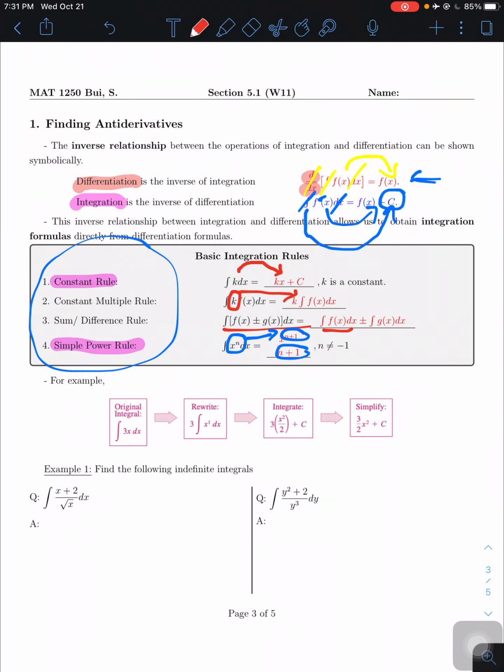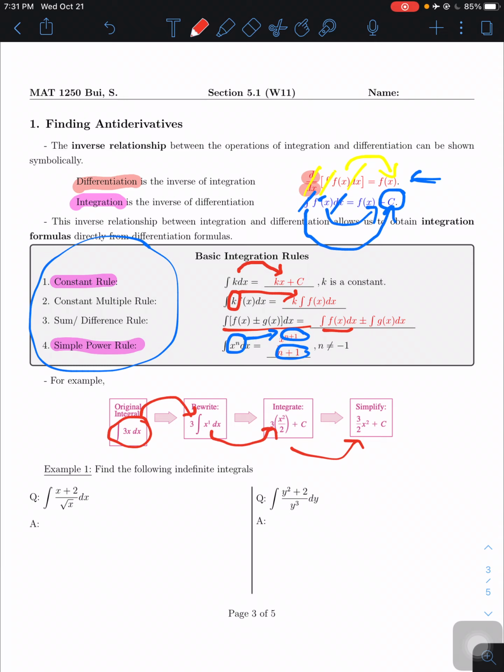So for example, if we have 3x as an integrand, what do we do? First of all, we're going to bring out a 3, because 3 is a constant. Then we know that x is just x to the first power. Next step, we add 1 to the power, so we get x squared. Then we divide by the new power, so we have a 2 on the bottom, and multiplying everything together we end up with 3 over 2 x squared plus c.